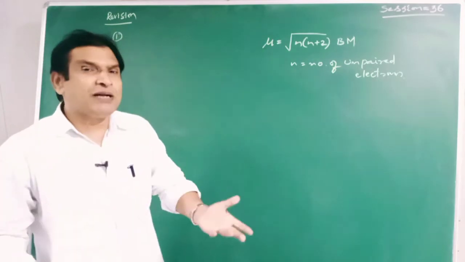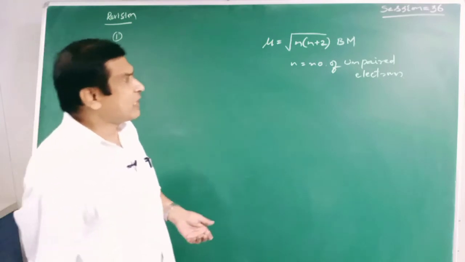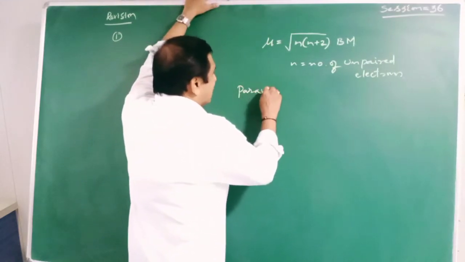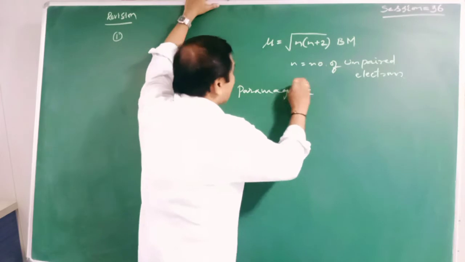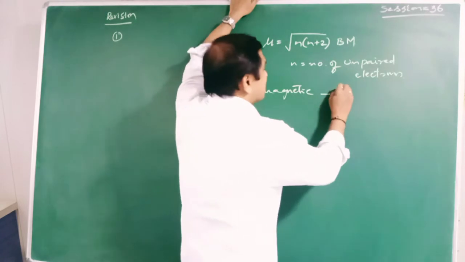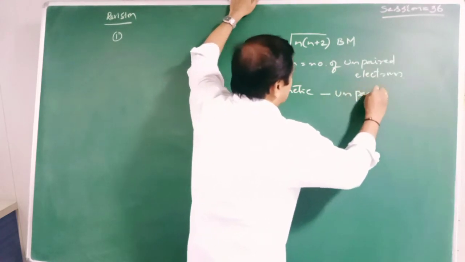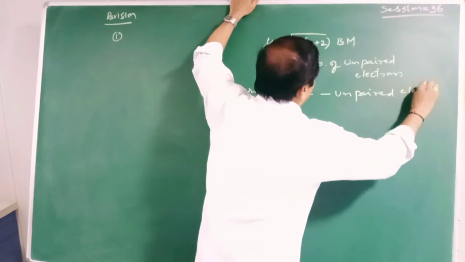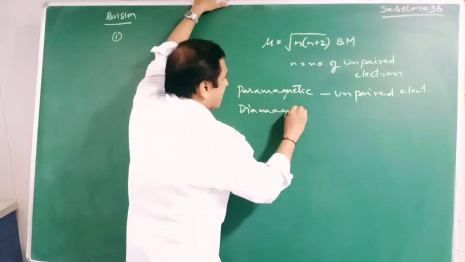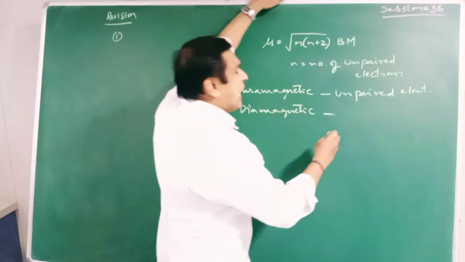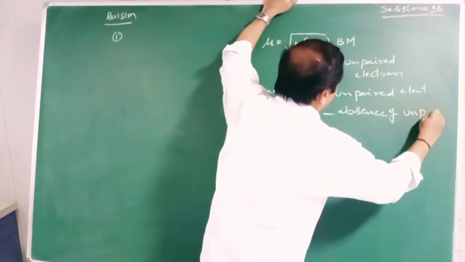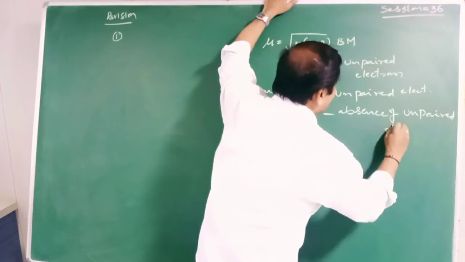Suppose there is no unpaired electron in that species, then we can simply say it is a diamagnetic substance. The paramagnetism of a substance is due to the presence of unpaired electrons, and diamagnetic behavior is due to the absence of unpaired electrons.